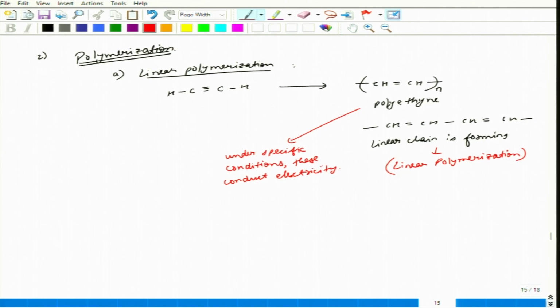These conduct electricity, and we can use them as electrodes in batteries. So, the use of polyethylene or polyacetylene is that under special conditions, they can conduct electricity and can be used as the electrodes in batteries, and they will be a cheaper alternative to the other ones. So, this is a linear polymerization because it is forming a linear chain.